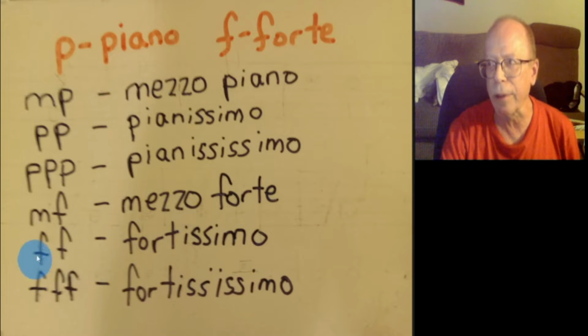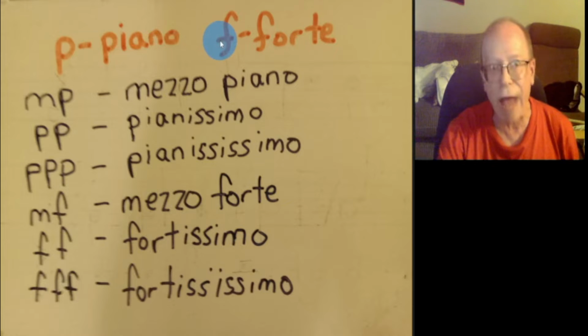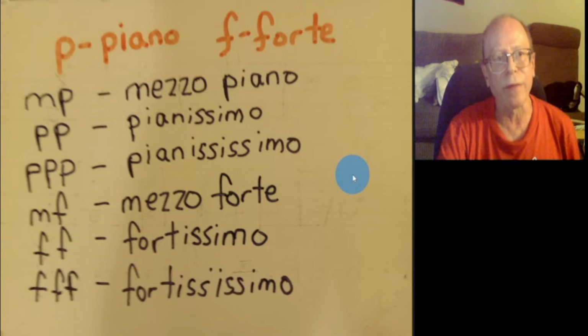All of these symbols here that you're seeing, M's and P's and stuff, okay? P and F are the most common symbols you'll see in sheet music. P is soft, and it stands for piano. F is loud, and it stands for forte, all right? And those are Italian words for soft and loud.